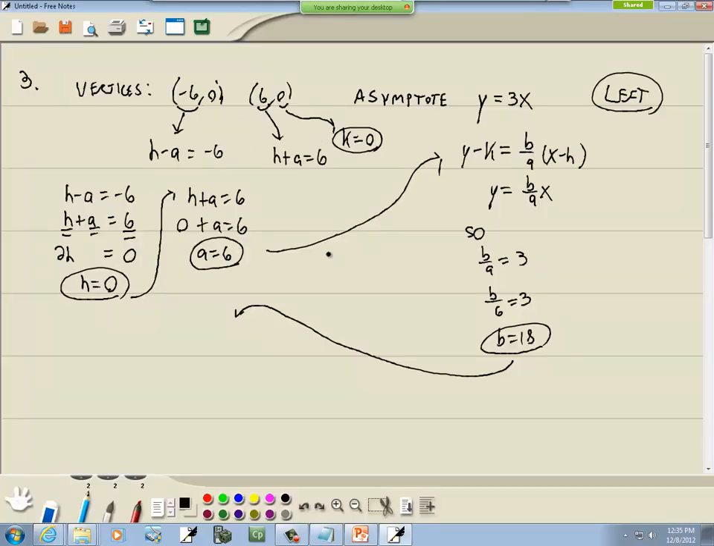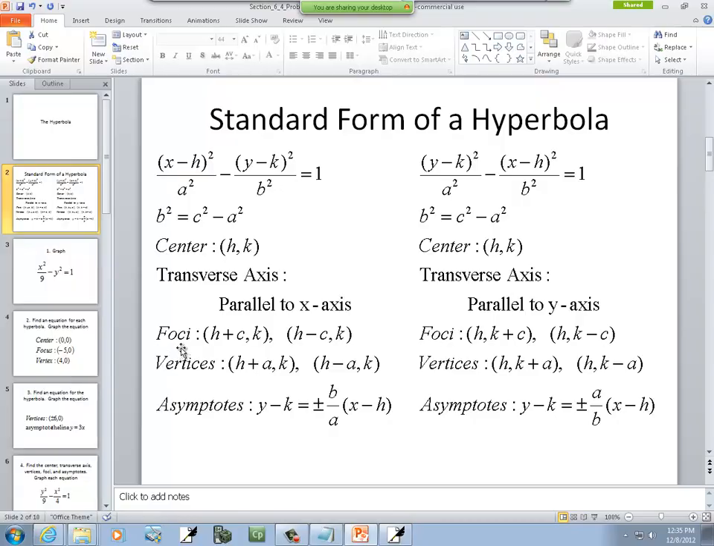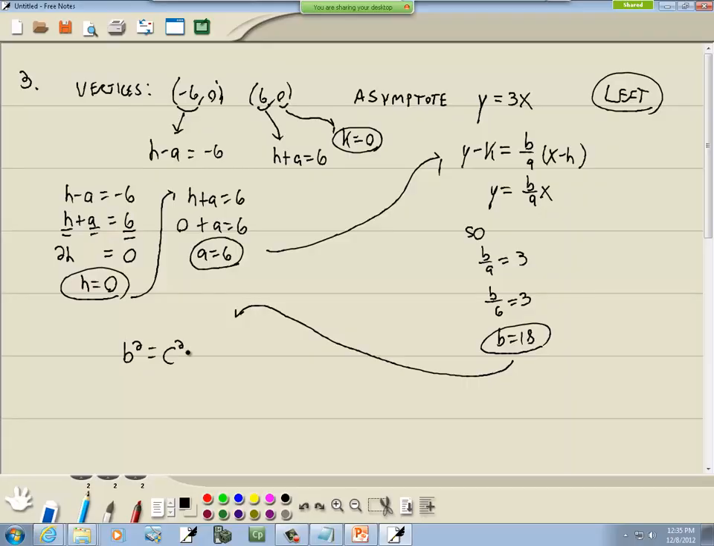Okay, the last thing we need is c. Got a formula for that. b squared is equal to c squared minus a squared. Well, b was 18, so we got 18 squared is equal to c squared minus a, which was 6 squared.